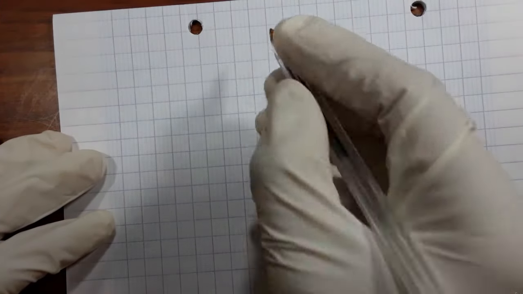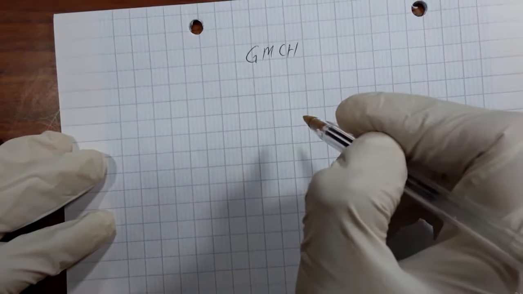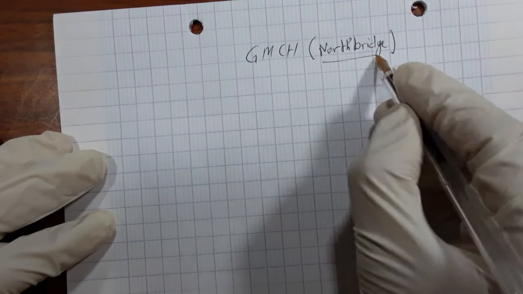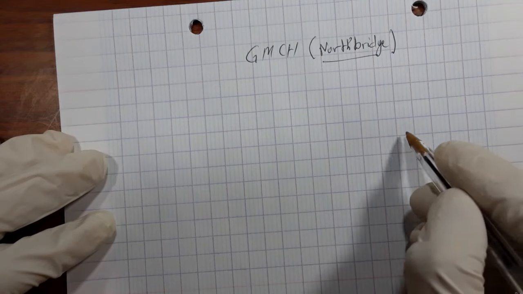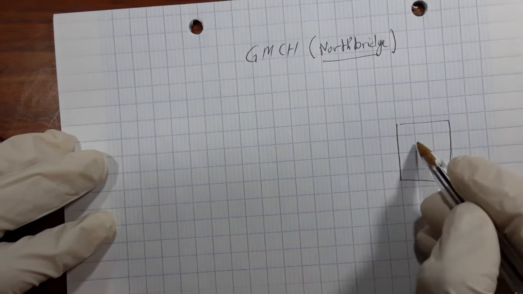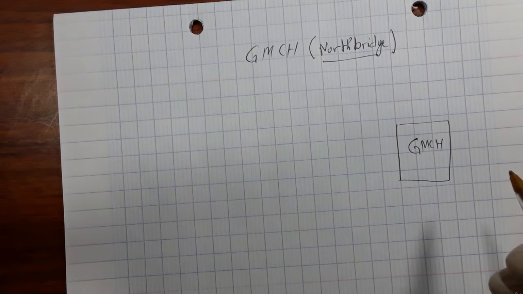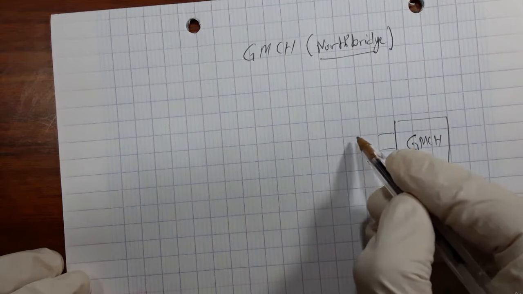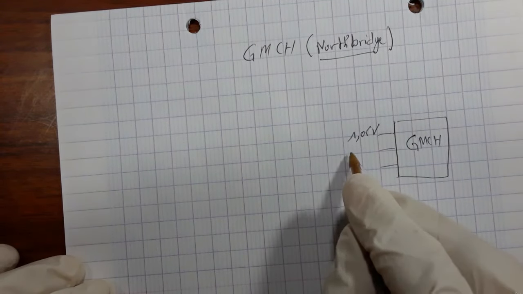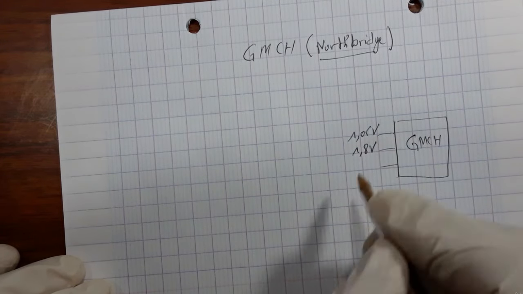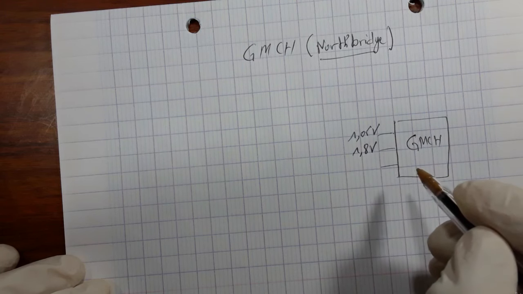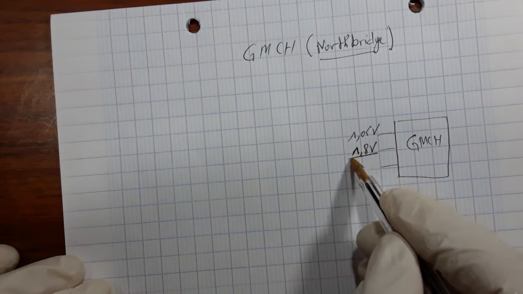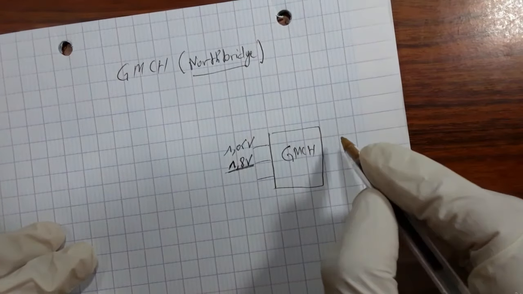Okay, so I will begin with the GMCH, or the North Bridge. So let's assume that this is the GMCH, and this GMCH normally needs many powers, 1.05 volt. It can also need 1.8 volt if the RAM is DDR2. So in accordance with the kind of RAM, this voltage can change, because we have many kinds of RAM.